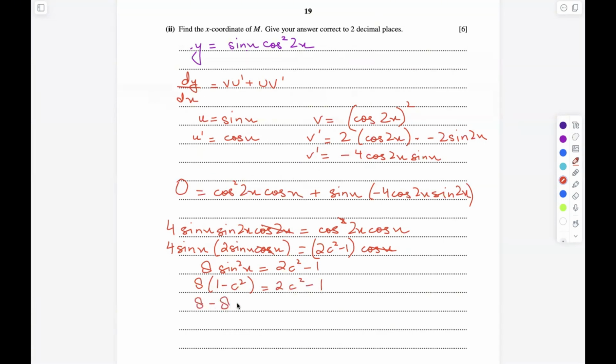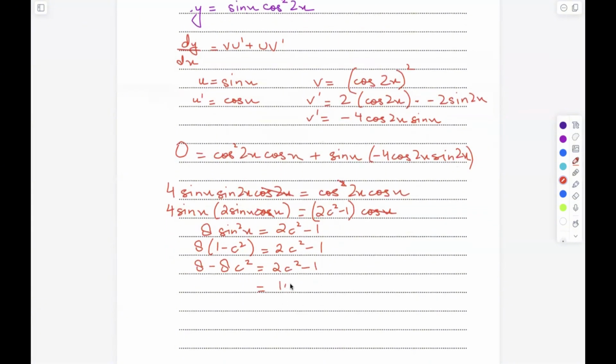Opening the bracket, we'll get 8 minus 8 cos squared equal to 2 cos squared minus 1. Taking 8 cos squared on the right hand side, this will become 10 cos squared. Taking minus 1 on the left hand side, this will become 9. So cos squared of x will be equal to 9 upon 10. So now we just have to square root 9 upon 10 and then take cos inverse. So substituting this value in the calculator, cos inverse of square root of 9 upon 10.